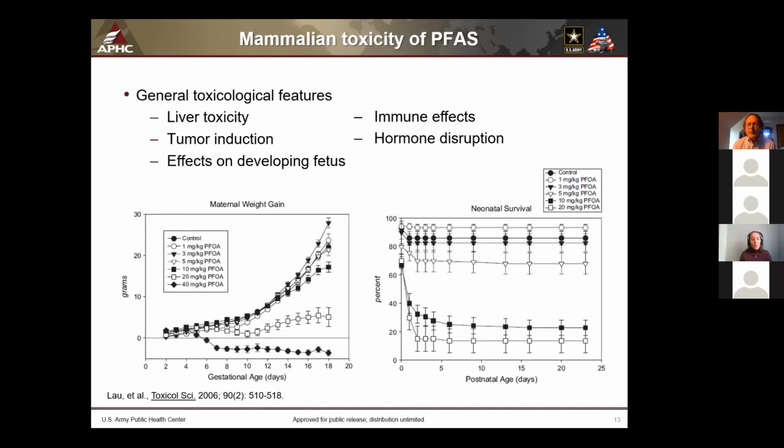But we have seen pretty good concordance with immune effects. We see this in laboratory animals. We've seen some evidence of this in humans. And so the evidence is pretty consistent that the immune system may be affected. But I want to talk about that a little bit more in a few minutes. There is some evidence in laboratory animals that it may cause tumors. There certainly are reproductive effects for some molecules, certainly not all of them. And there may be some evidence that there's some hormone disruption. We talked about the thyroid earlier.